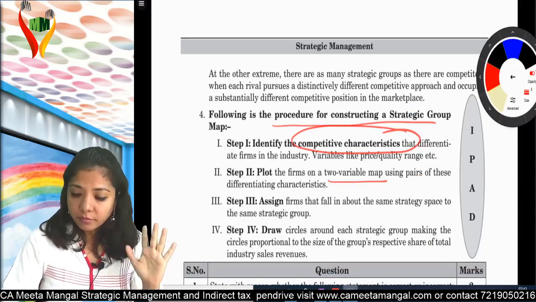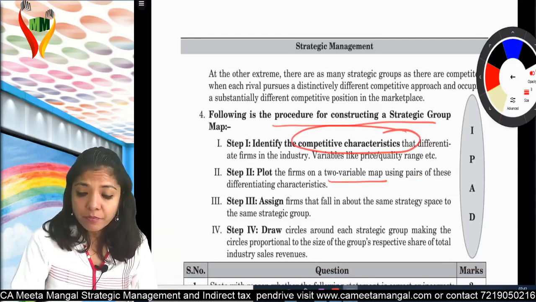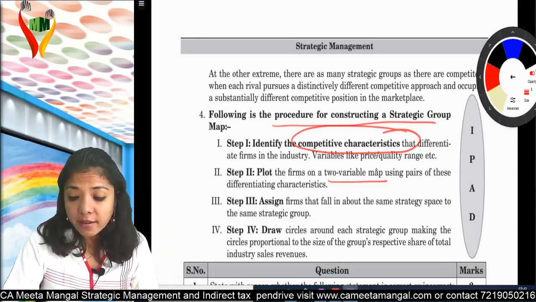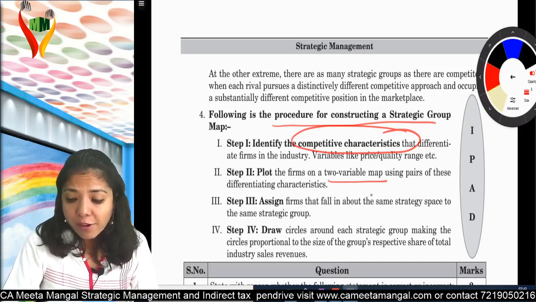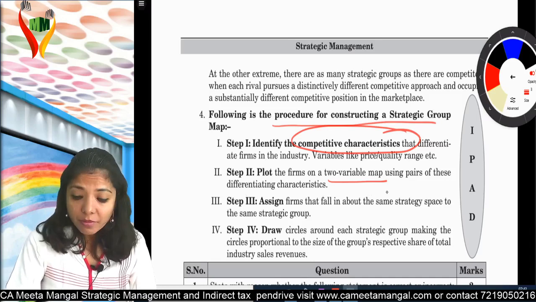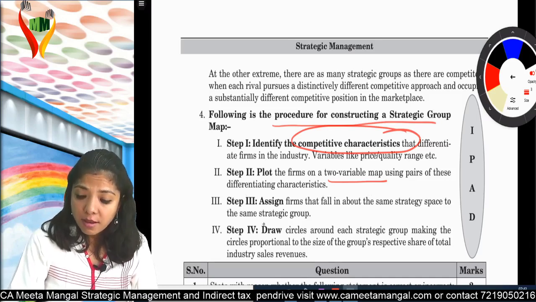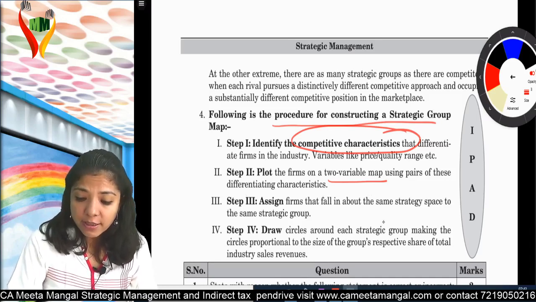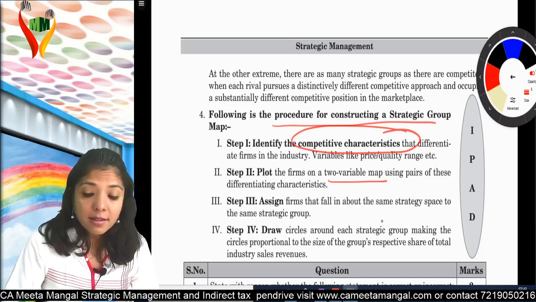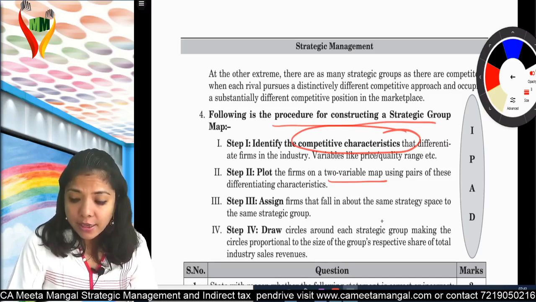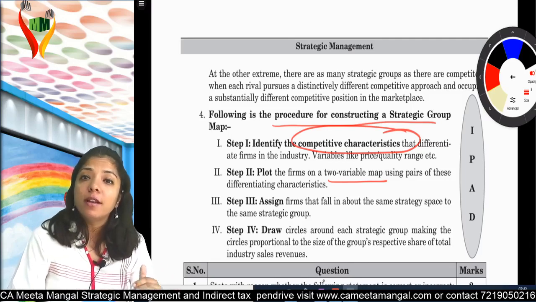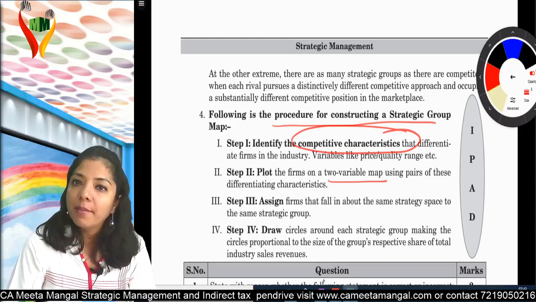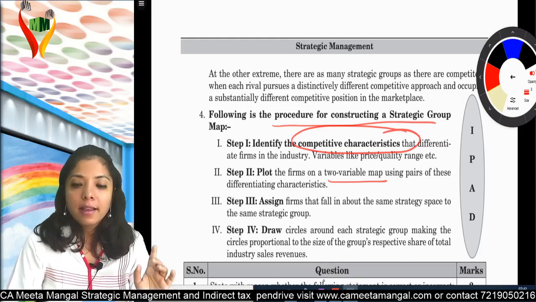Can I go ahead? So how many steps are there? 4 steps. First, identify the competitive characteristics. Second, plot the firms on a two variable map using these characteristics. Third, assign firms that follow the same strategies to the same group. And last, draw a circle around each group, making the circle proportional to the group's respective share of total industry sales revenue. Am I clear? Any problem till here? Can I go ahead?